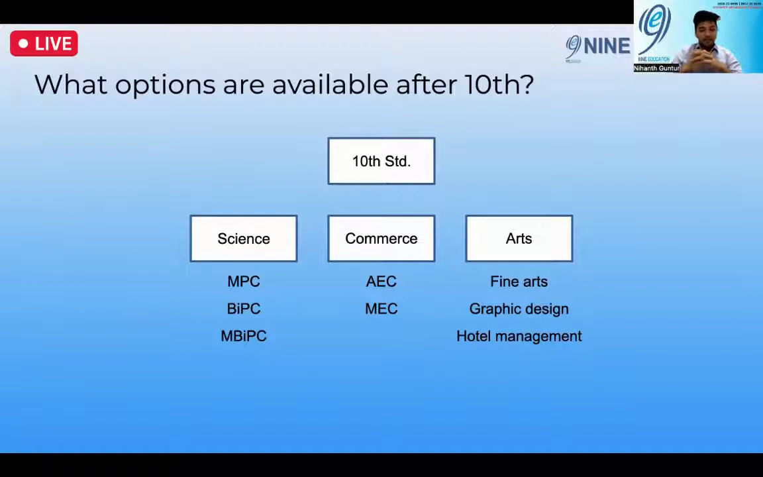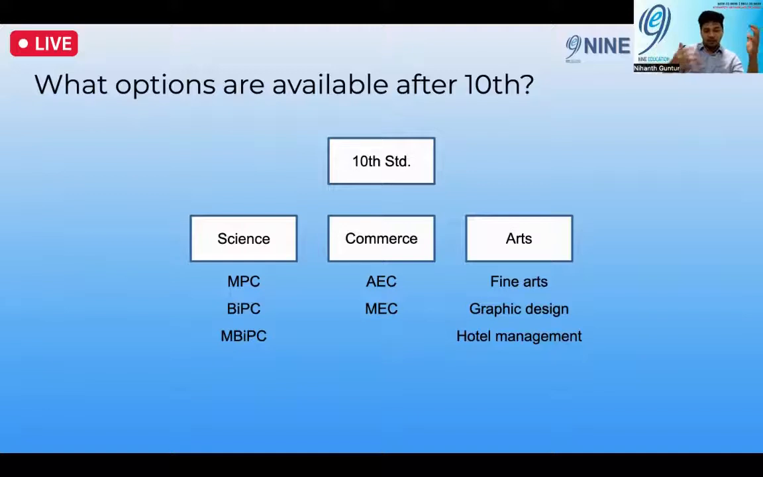From your 10th standard, you basically have three main options to choose from. We have seen a lot of students take MPC, BiPC, MBiPC. We can group them together and call them sciences. Or students can take commerce, MEC, CEC, and all these other subjects. Let's group them into commerce. And then there is arts.